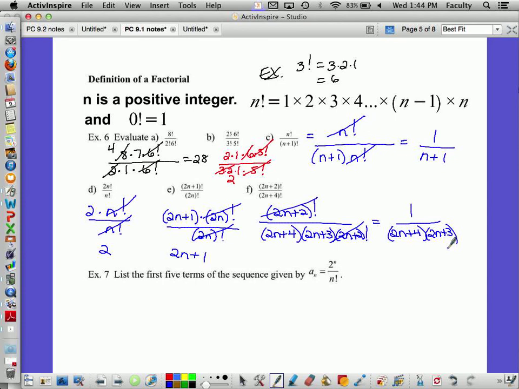All right, example 7. If I want to find the first 5 terms, a sub 1 is 2 to the 1 over 1 factorial. That's 2 over 1 or 2.